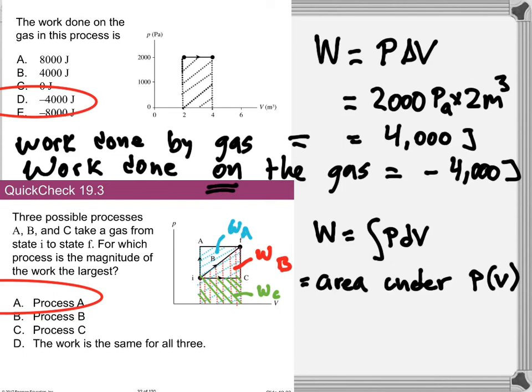So clearly, looking at the picture, the process that has the biggest area, meaning the biggest amount of work, is process A. The expansion happened at a higher pressure, and that gives you a higher amount of work. All right, so the answer is A.